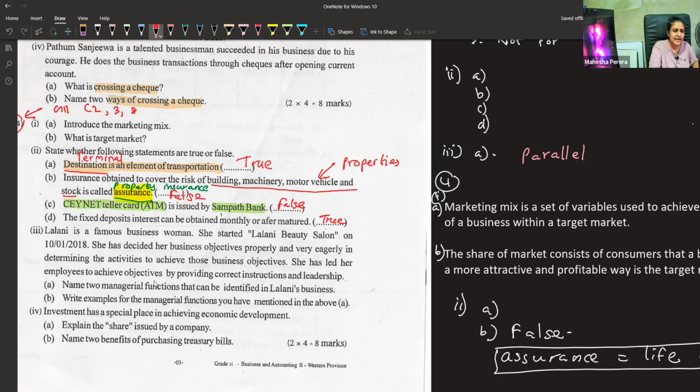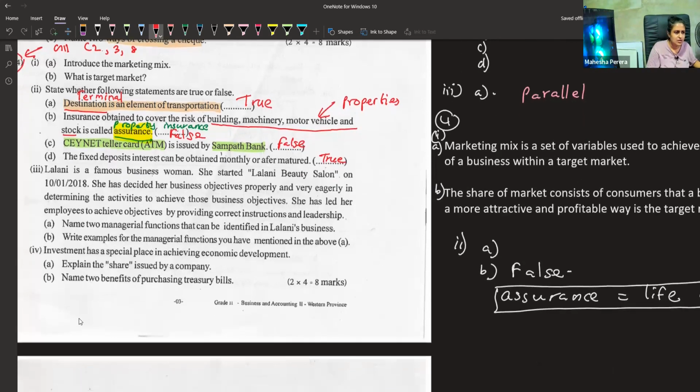Right. Then we have another case based question. So let's answer. Let's read the questions. Name two managerial functions. Managerial functions means management functions. We have 4 management functions: planning, organizing, leading, controlling. That can be identified in Lalani's business. Name 2, only 2.